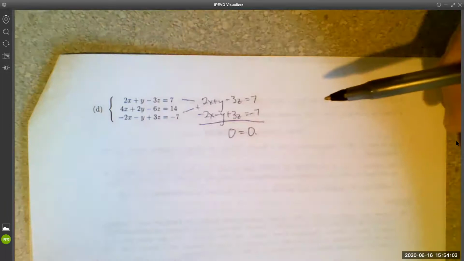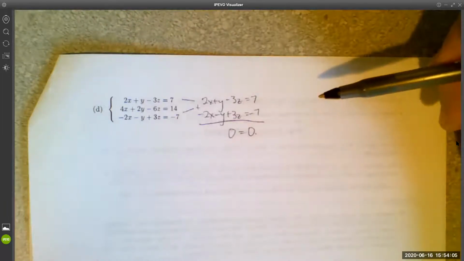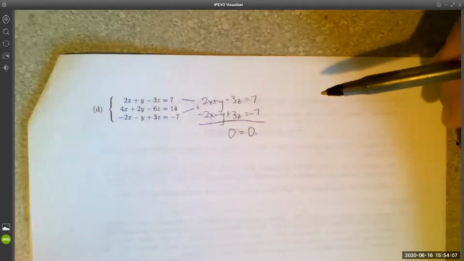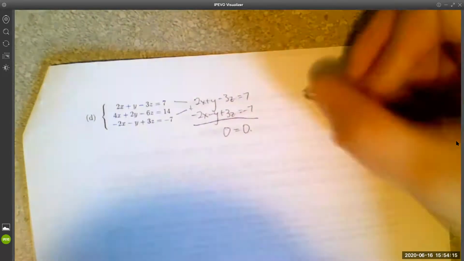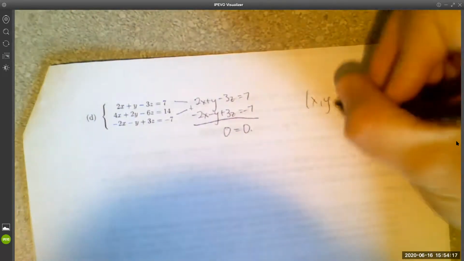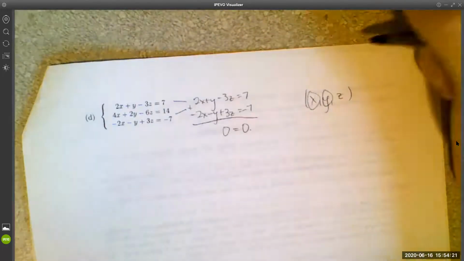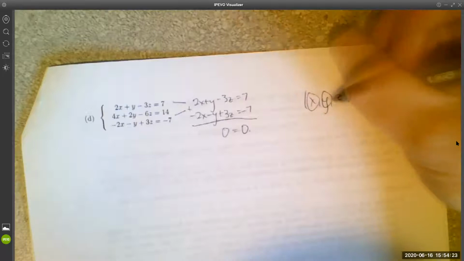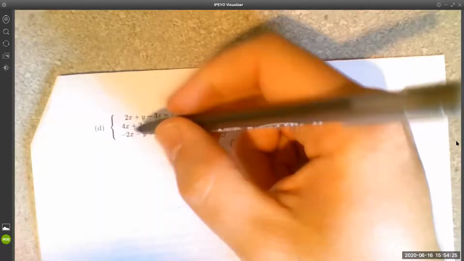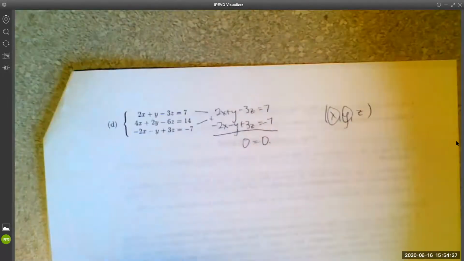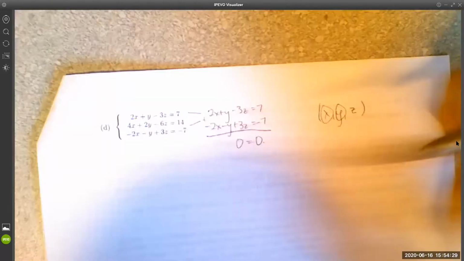So what I'm going to do is, it doesn't really matter which ones you let be themselves, right? You can choose any two you like, but I'm going to let x and y be themselves, right? So I want to describe the solution set x, y, z, and I'm going to let x and y just be themselves, right? And then I'm going to solve for z in terms of x and y by solving one of these equations for z. It doesn't matter which one. Maybe I'll take the top one.